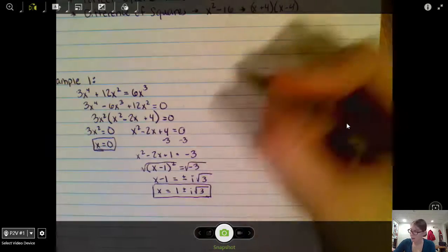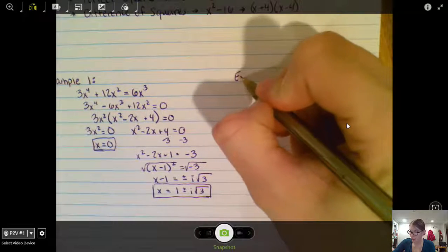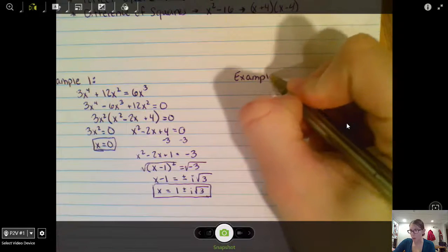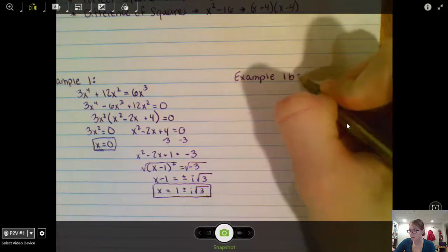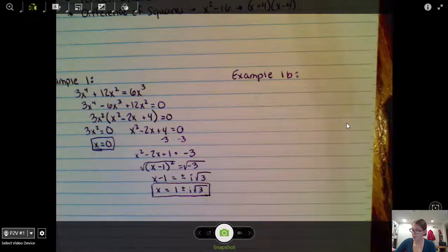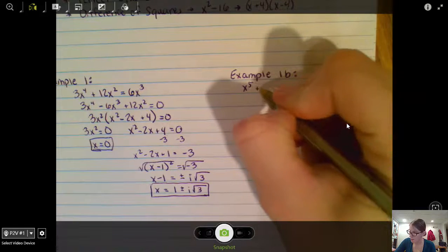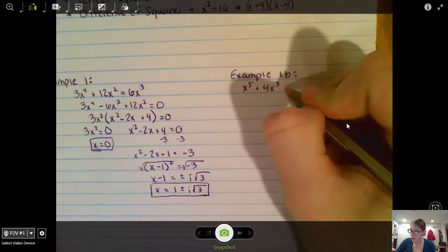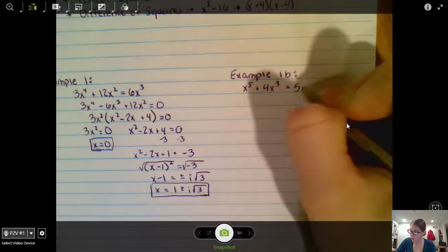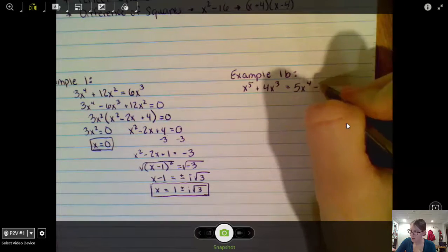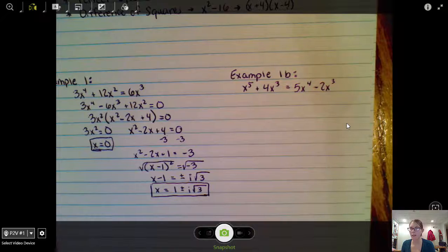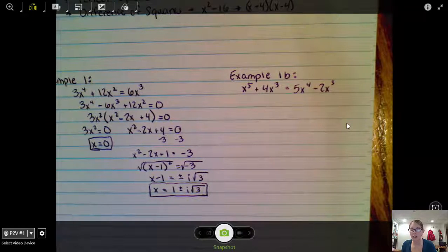Okay, our example that's pretty similar to that first one we did, I'm going to call it example 1b. And we'll do x to the 5th plus 4x cubed equals 5x to the 4th minus 2x cubed. Again, same strategy as before and same as the thing that we did when we solved quadratic equations. We like to start off by setting our equation equal to 0.